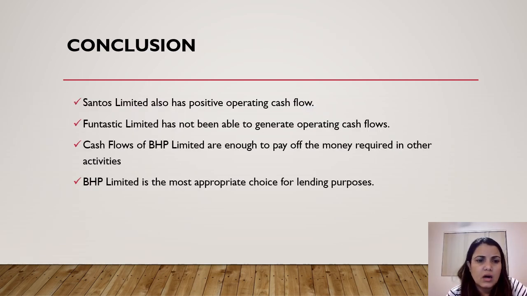So, after discussing all these points regarding the three firms, that is BHP, Santos, and Fantastic, what we can say is that Santos Limited also has positive operating cash flow, whereas Fantastic Limited has not been able to generate operating cash flows. Cash flows of BHP Limited are enough to pay off the money required in other activities. BHP Limited is the most appropriate choice for lending.